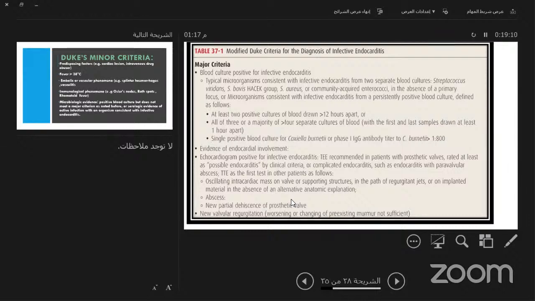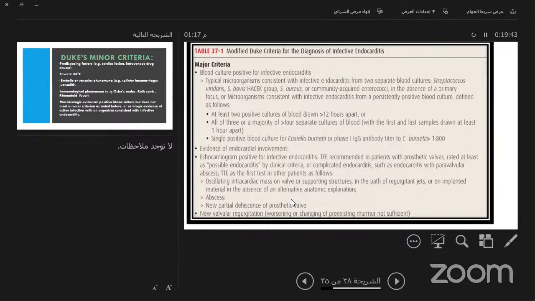Single positive blood culture for Coxiella burnetii, or phase 1 immunoglobulin G antibody titer for Coxiella burnetii of more than 1 to 800. Second, evidence of endocardial involvement: echo positive for infective endocarditis. Transesophageal echo is recommended in patients with prosthetic valve, at least possible endocarditis by clinical criteria, or complicated endocarditis, such as paravalvular abscess.